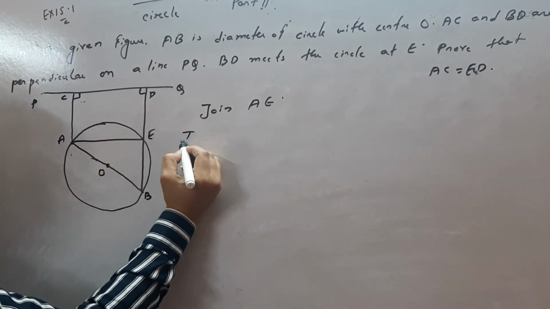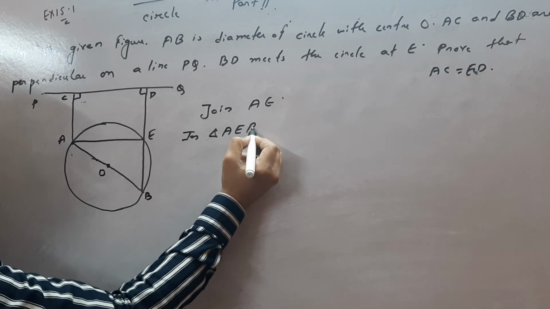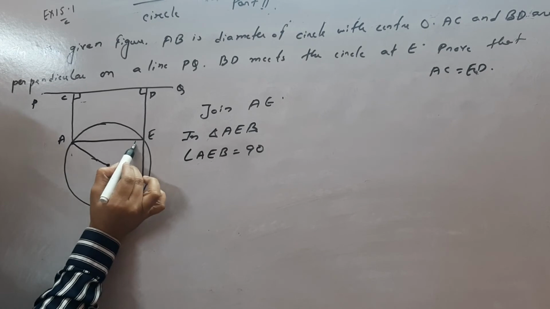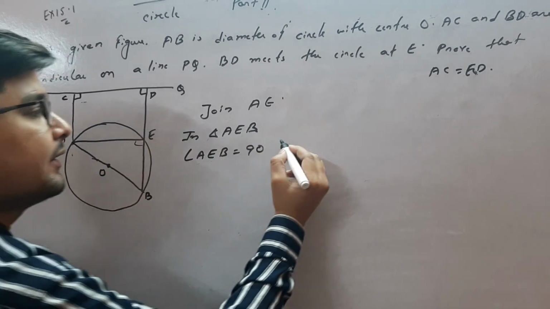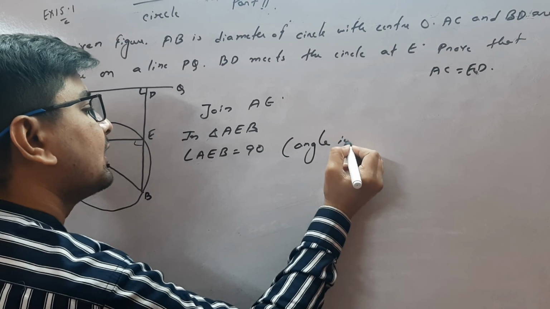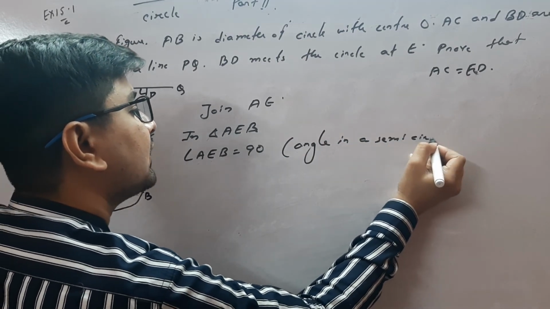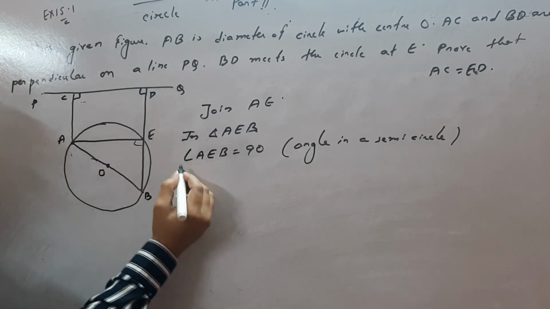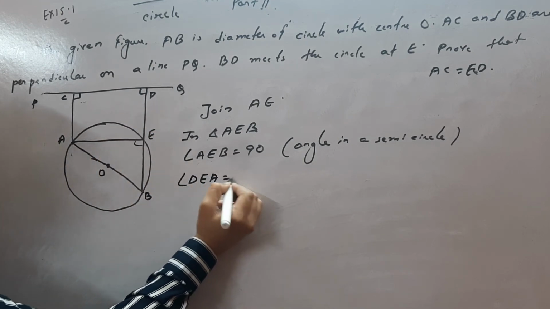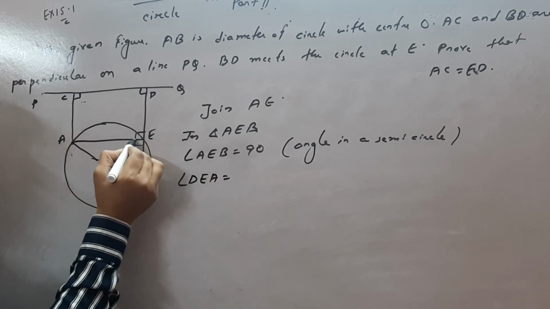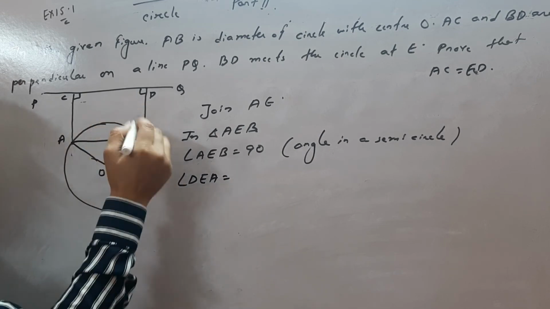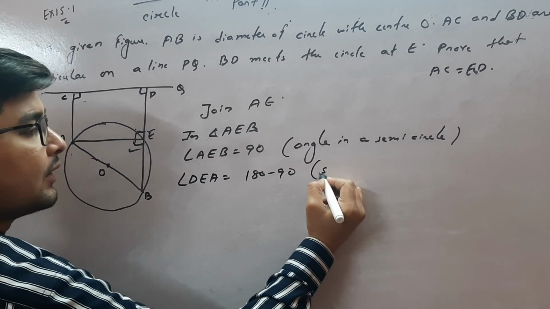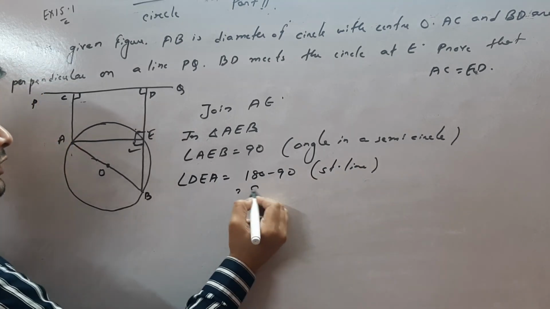See, in triangle AEB, angle AEB equals 90 degrees, because angle in a semicircle is 90 degrees. Angle in a semicircle. So angle DEA, this is also 90 degrees, because 90 and 90 plus 180 makes a straight line. That means 180 minus 90, because we have already proved this 90. Reason: straight line. So this one is also 90.